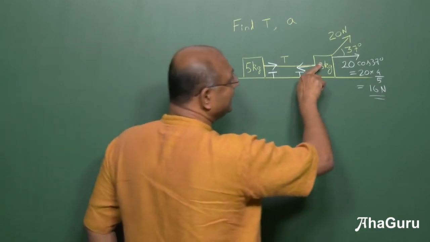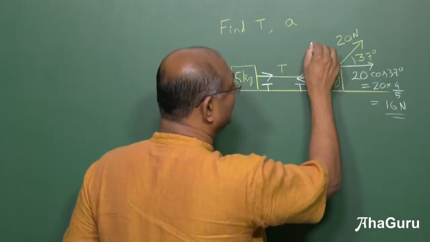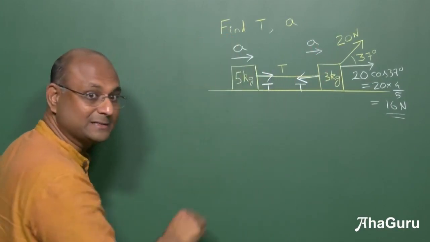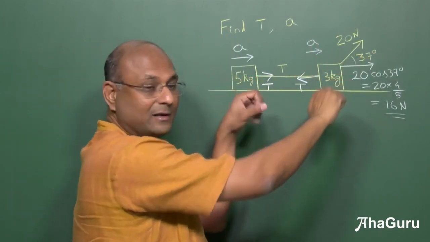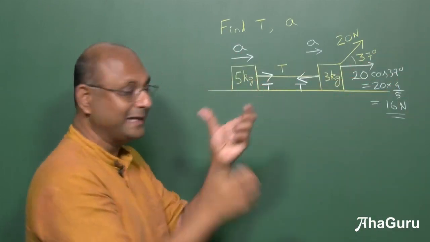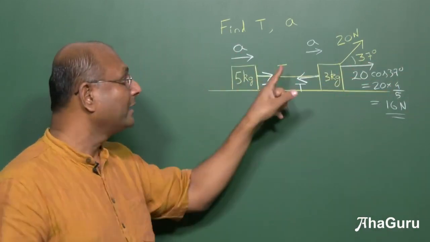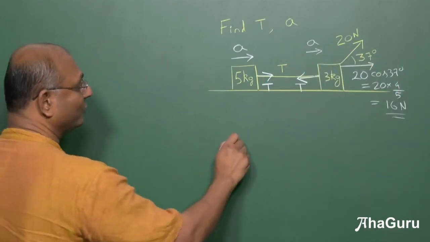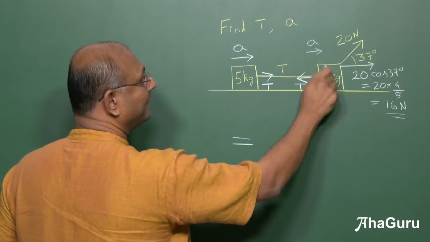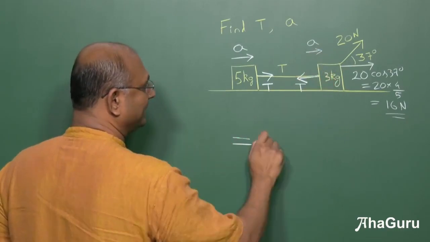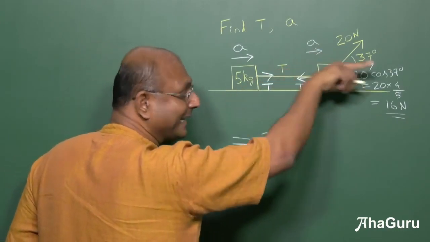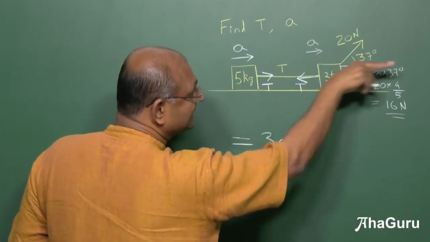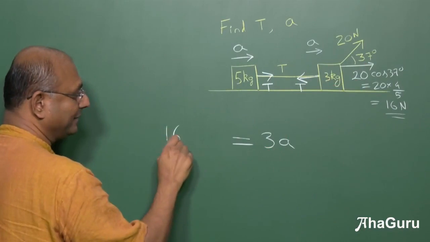Now, if the 3 kg starts to move with an acceleration a, the 5 kg will also move with the same acceleration. You know that it is connected. You can't say 3 kg will run off and 5 kg will remain here. Rope will break. So the rope is not breaking, so they will move together. Now let us write Newton's laws. ma in that direction. But what is the net force in that direction? 16 minus T.